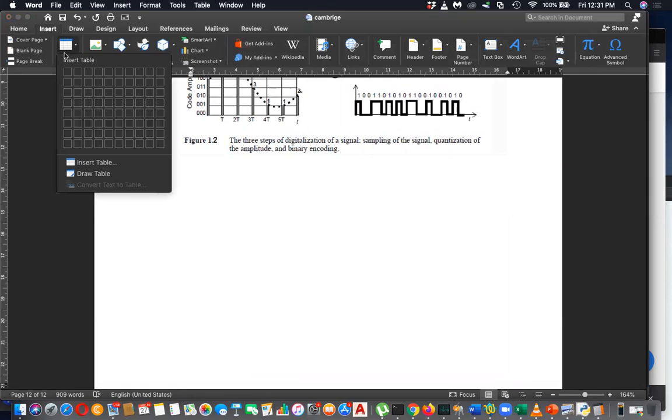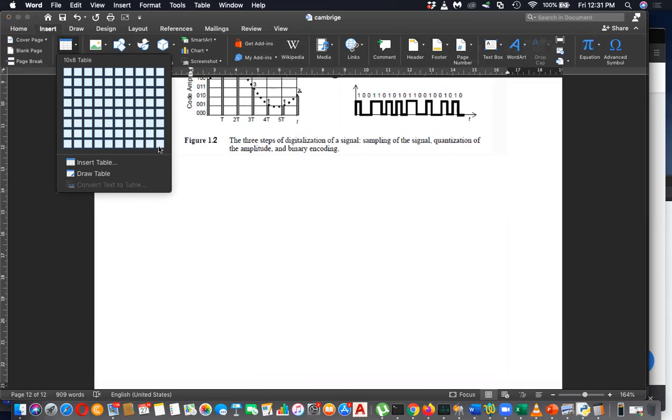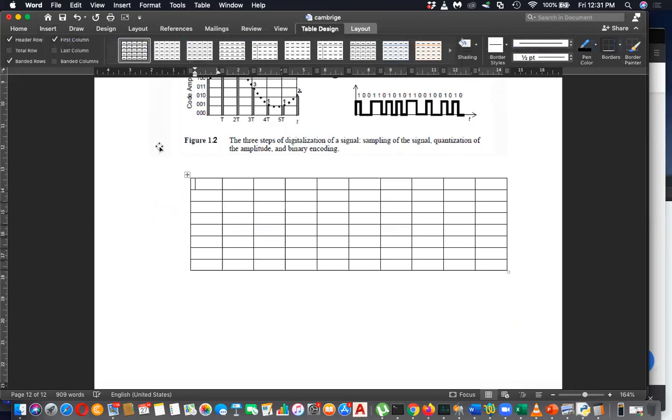Let's do this once and see. Let's say you have 10 samples and 8 quantization levels. The first level, starting from the last one, is 000. The next one is 001, then 010, 011, 100, 101, 110, and 111. These are the quantization levels.